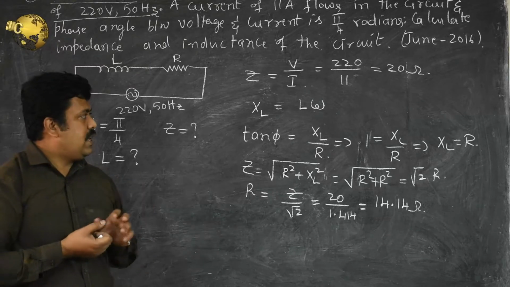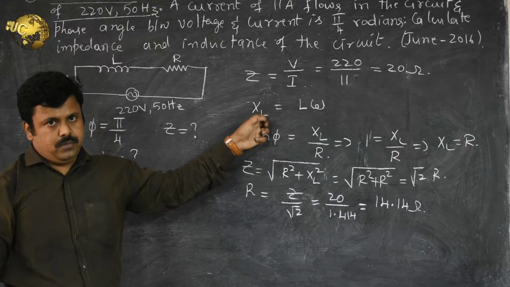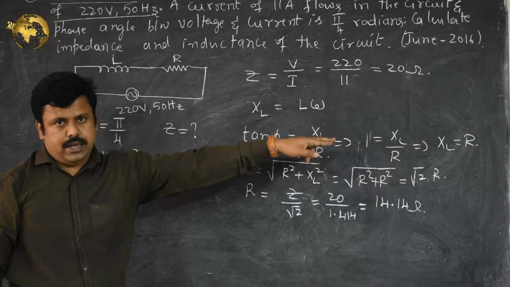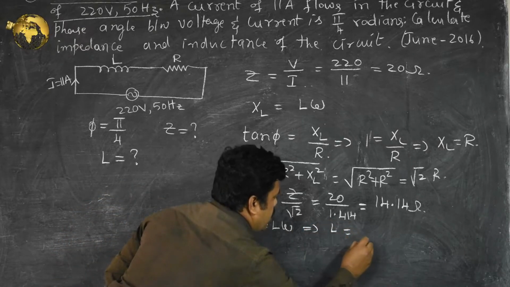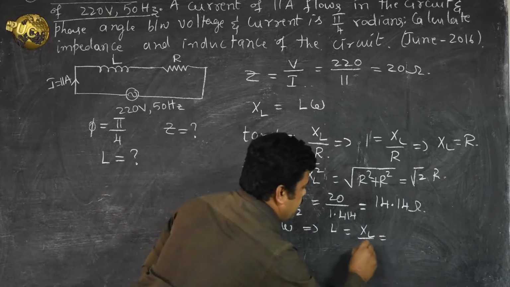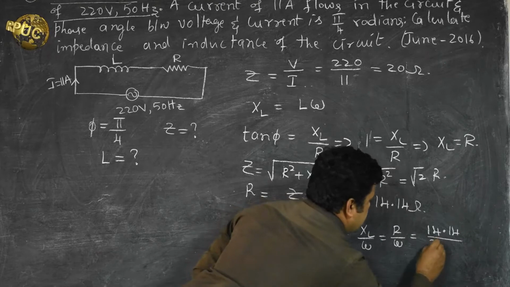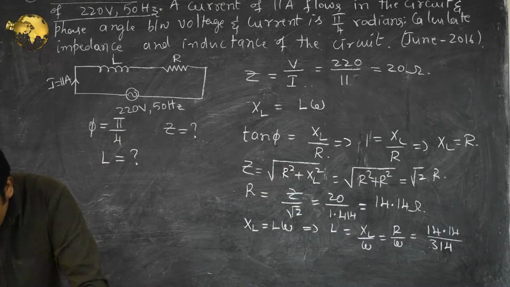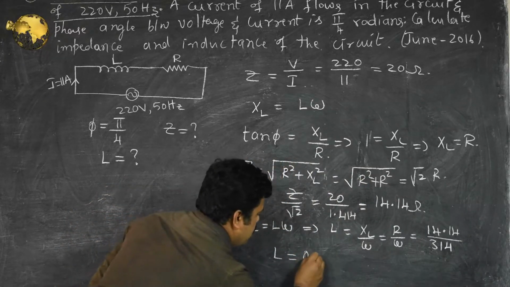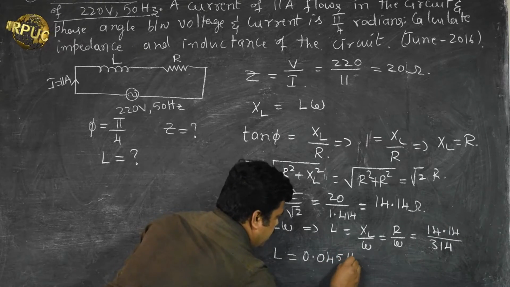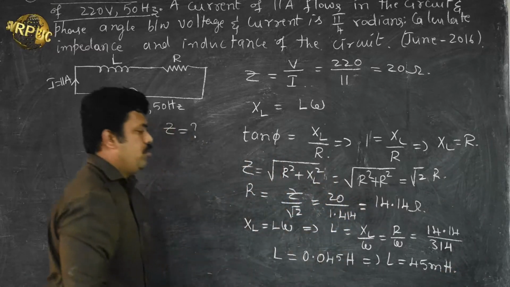Let's find out the value of inductance using this R, because XL is equal to R. Using XL is equal to L omega, L is equal to XL divided by omega, that is R by omega, 14.14 divided by 314. So the final value is L is equal to 0.045 Henry, or you can also write it in milli Henry, 10 to the power minus 3.